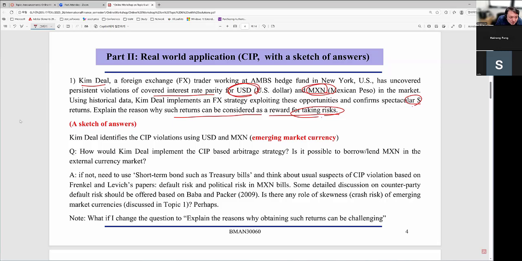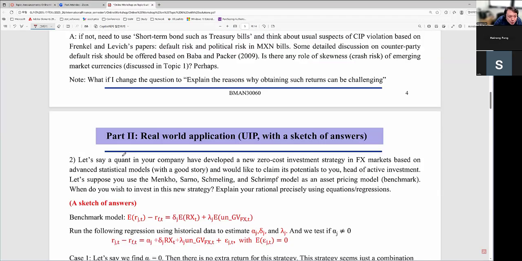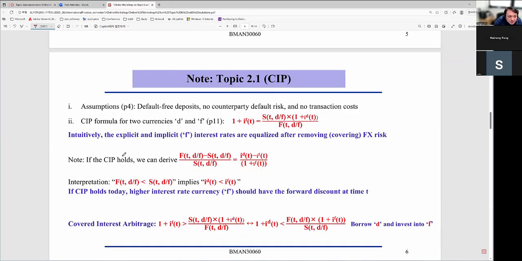When you try to answer these kinds of questions, I recommend you first write down the CIP form using, in this case, the dollar and Mexican peso. I'm going to use the key review slide here. So when you write down the answer for these kinds of questions, first write down the CIP form. This is the form you can use. So what is the meaning of this CIP form?